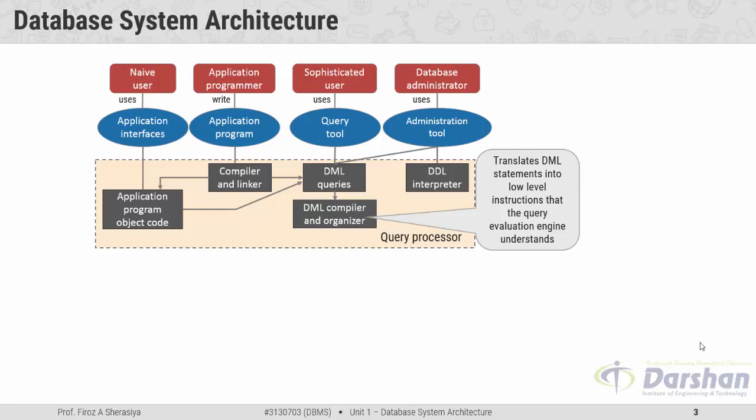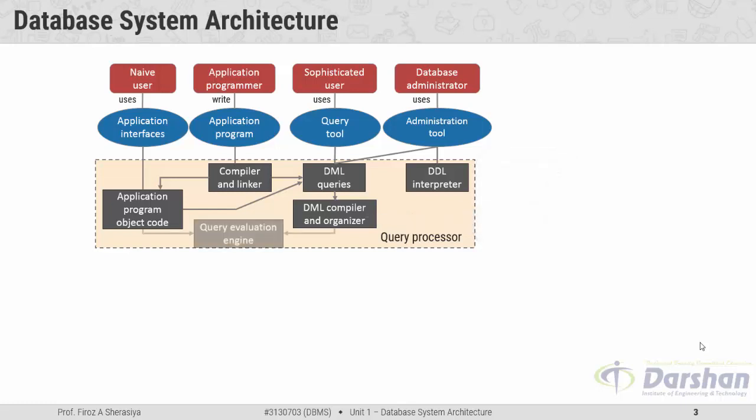So this DML compiler will simply convert your high level DML statement into low level instruction so that the query evaluation engine will understand and execute it, and these converted low level instructions will be executed by query evaluation engine. So these are the different components of query processor. Next component is storage manager.